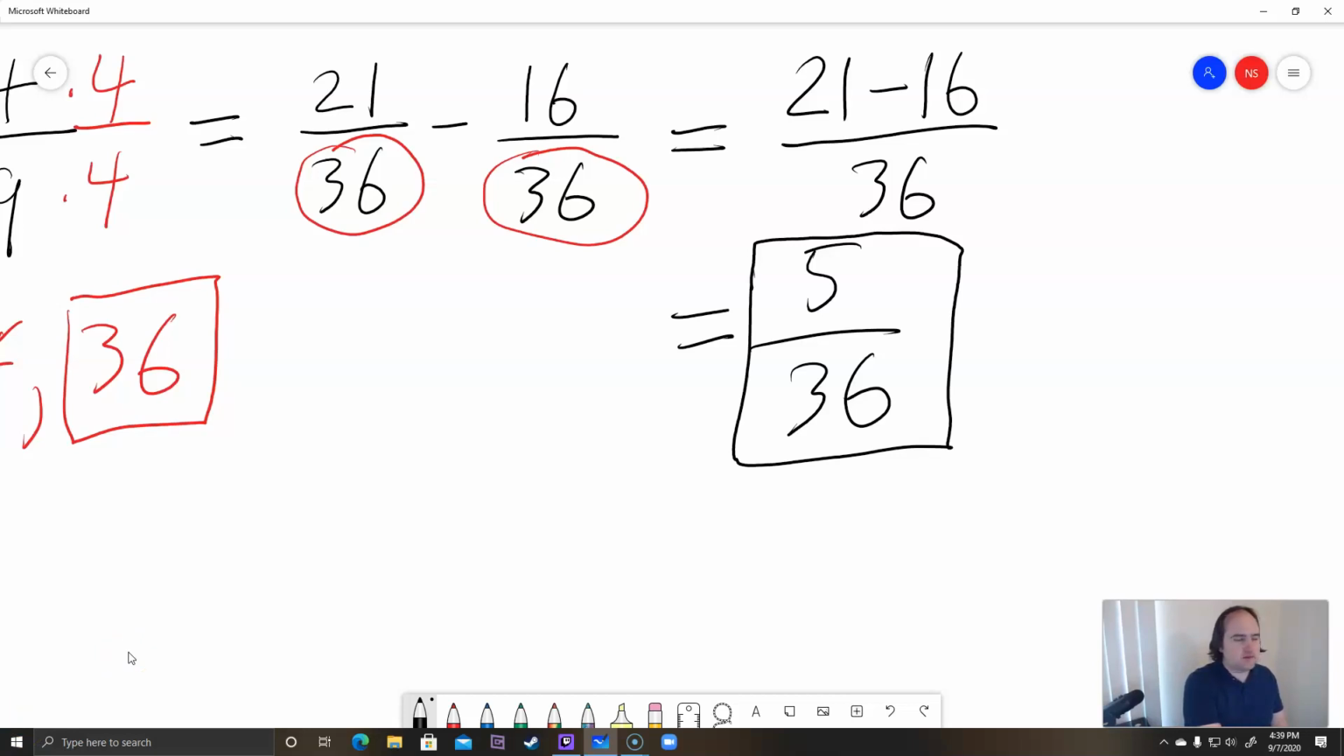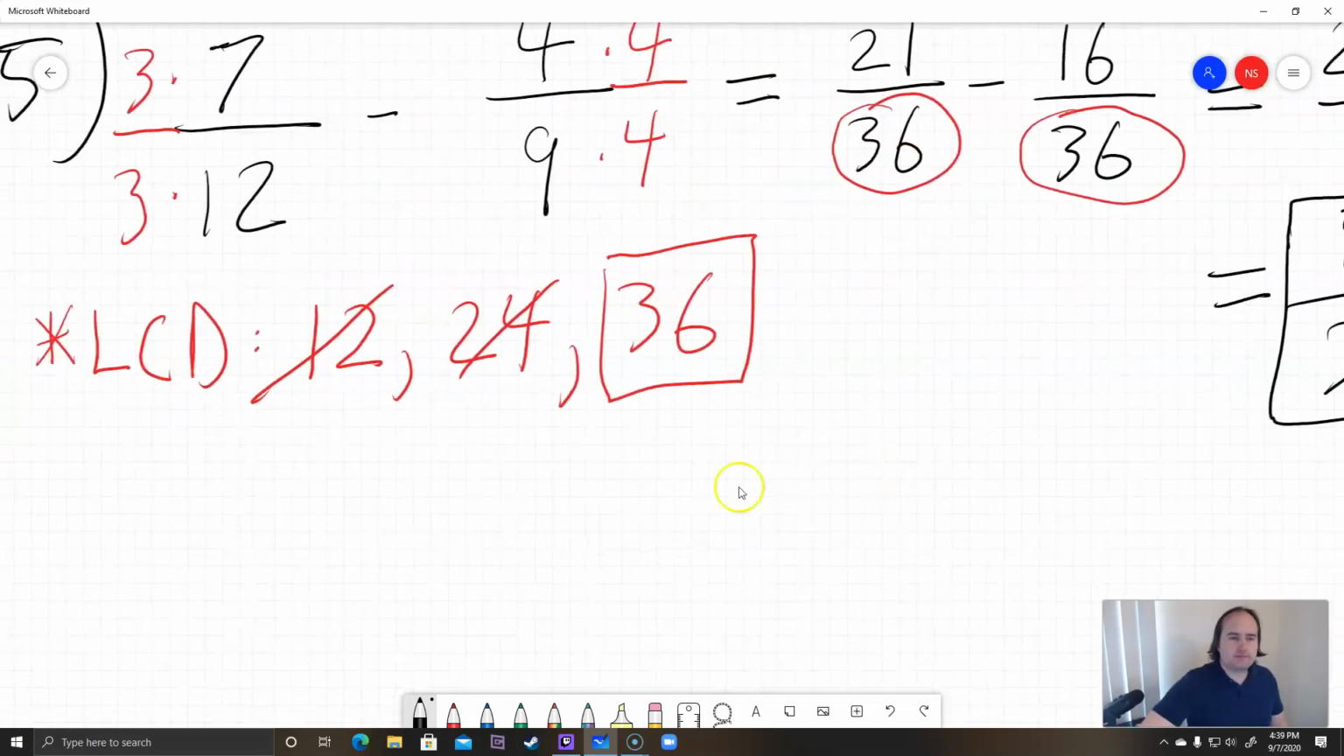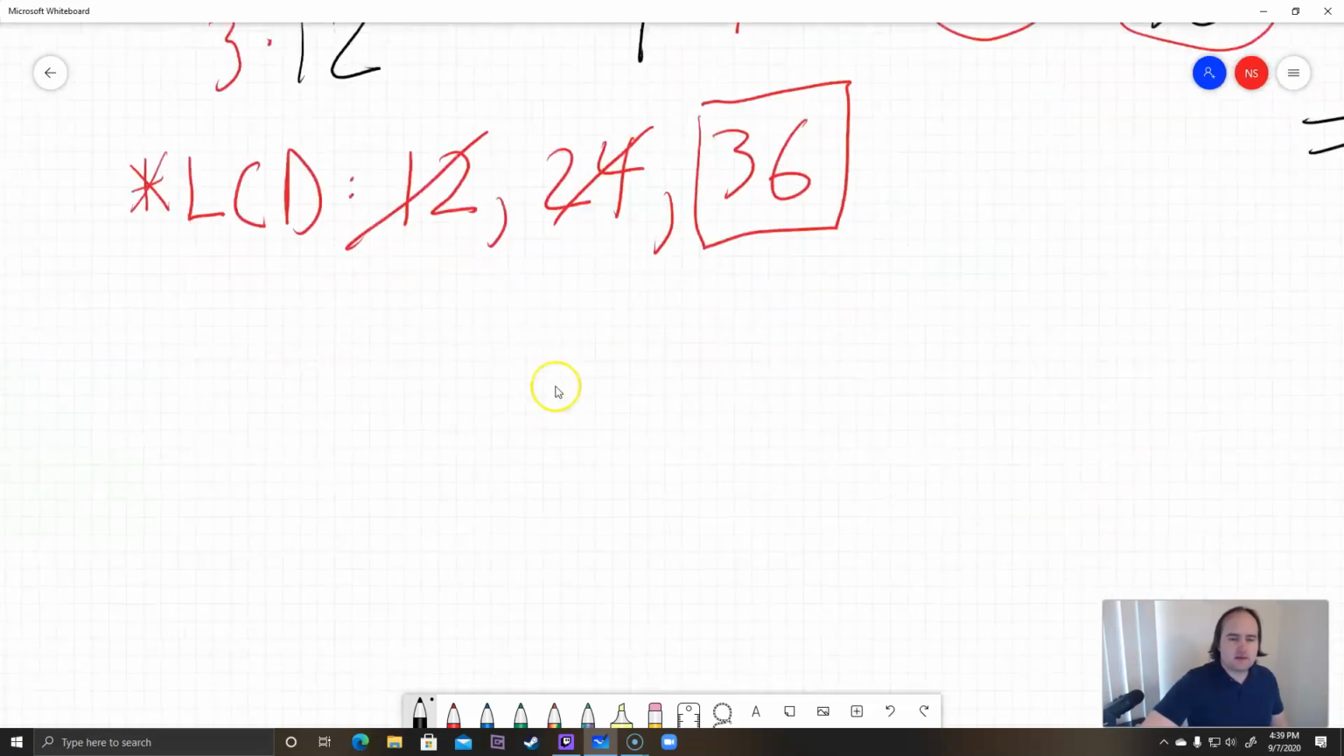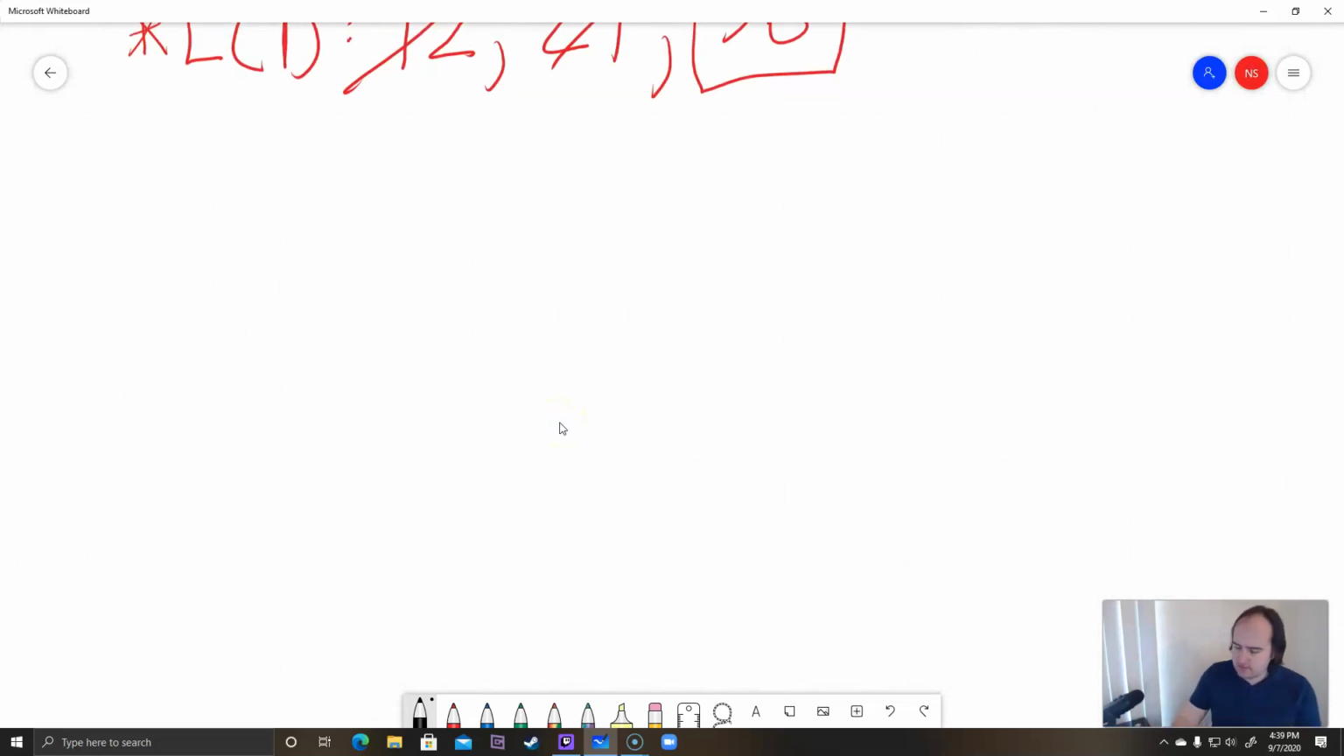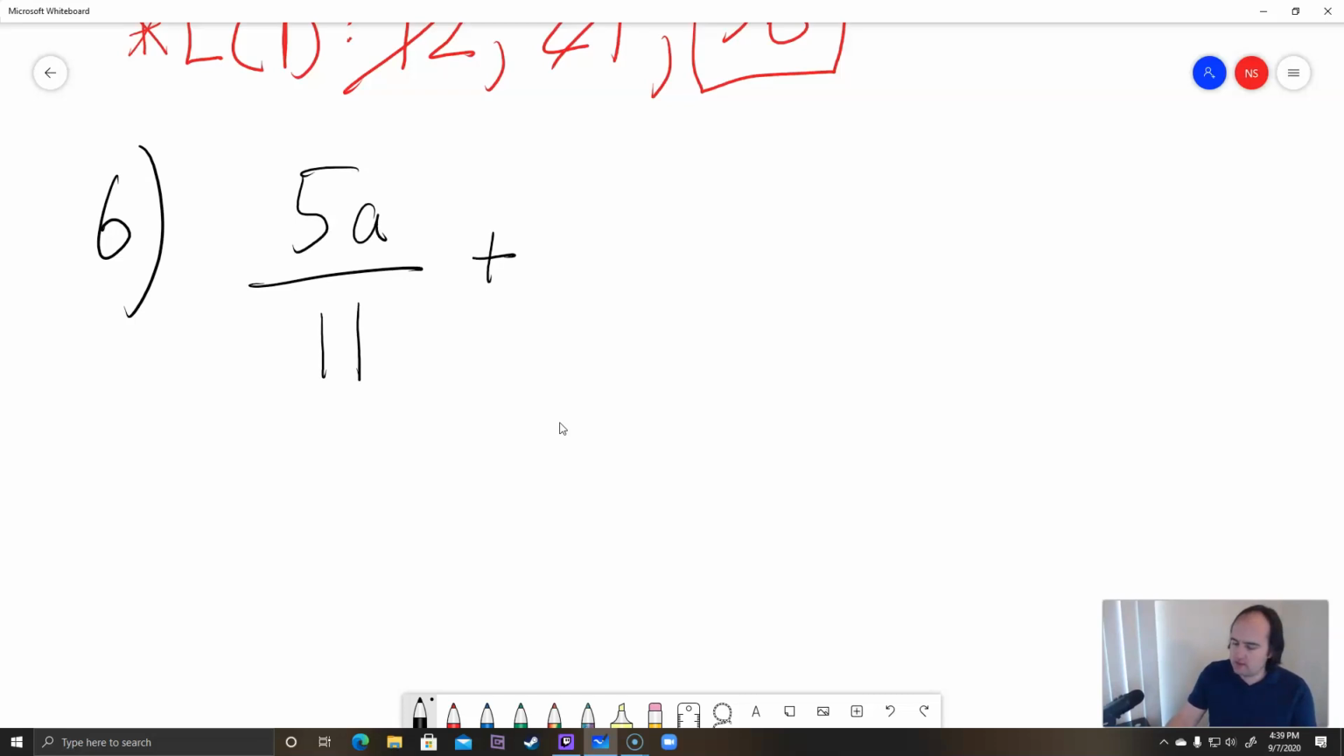So I know these are hard, so I'm going to do a couple more. Okay, so that was number 5. Let's do example number 6. So for example number 6, we have 5a over 11 plus 2a over 3. Okay, 5a over 11 plus 2a over 3.